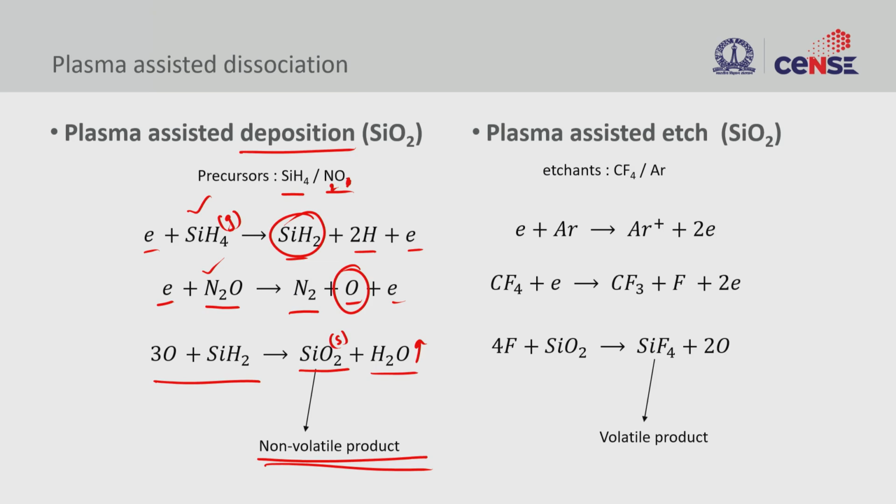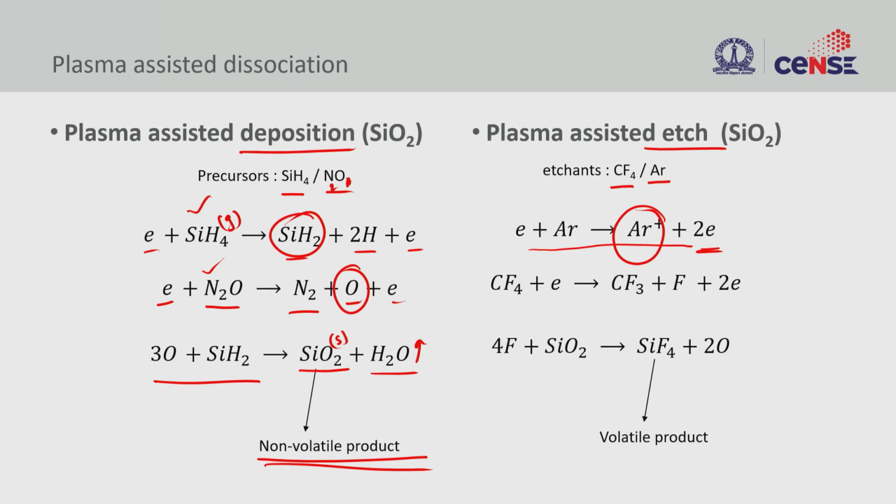But now I want to remove material. So I want to etch, so I want to remove. So how to do that? In this case, let's say I have an etchant, CF4 and argon, right? So you will quickly notice that argon is used here just to supply electrons. Argon is an inert gas, we all know. So argon will not react with anything.